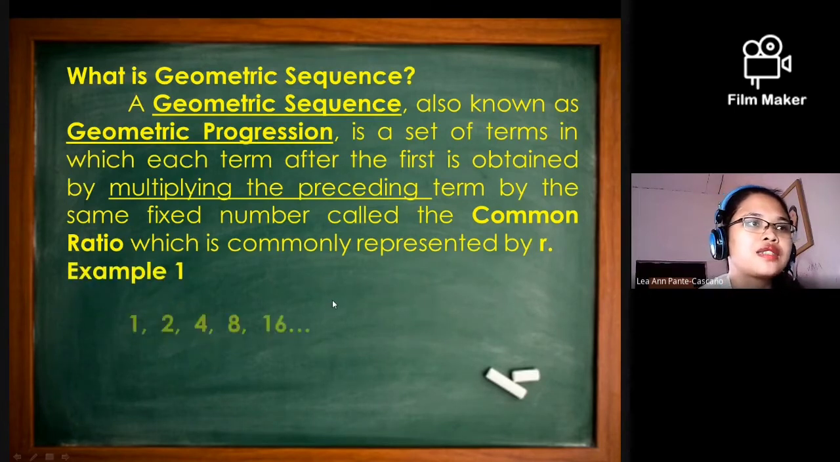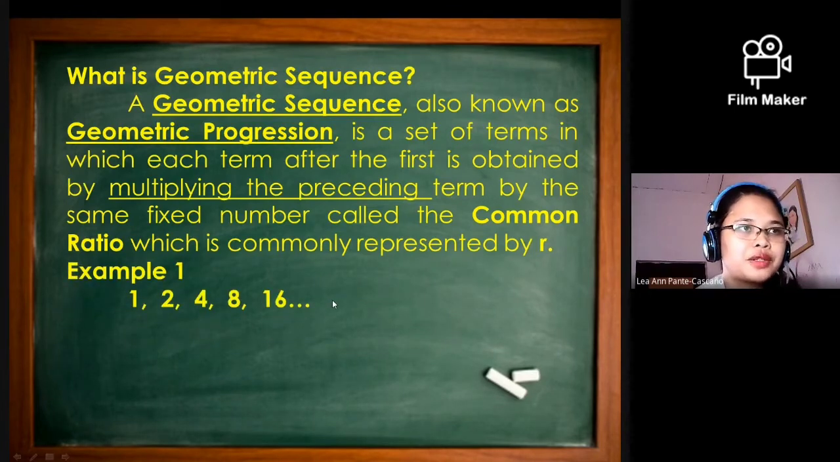Let's have this given example. We have 1, 2, 4, 8, 16. This one is an example of geometric sequence. Nagmumultiply po ba tayo? Let's see. To have 2, we need to multiply 1 by 2.